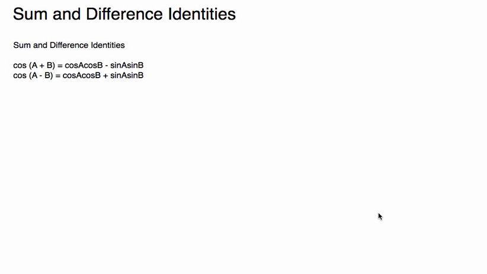Okay, let's take a look at some sum and difference identities. To start off, I'm just going to list them out by group. So here's the first two. If you take cosine of the addition of two angles, A and B, that's equivalent to cos A times cos B minus sine A times sine B.